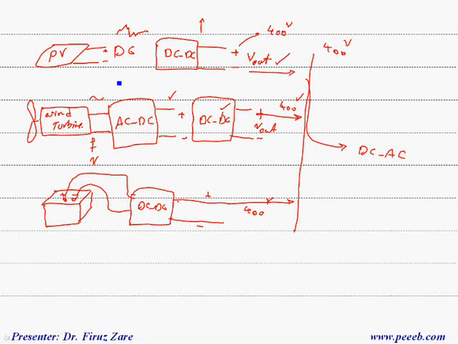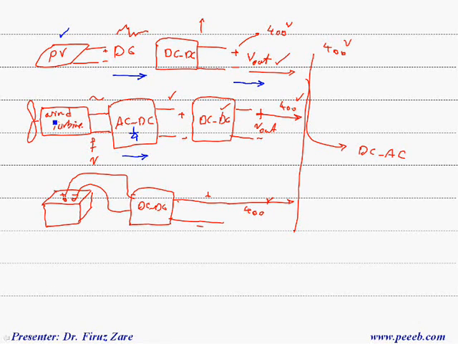Now let's look at the power flow. For a DC system, for example this PV system, we need to extract the power and transfer it to the DC side. So this case is unidirectional. But in a wind turbine, if we use an AC-DC converter based on a diode rectifier, in this case it is unidirectional.